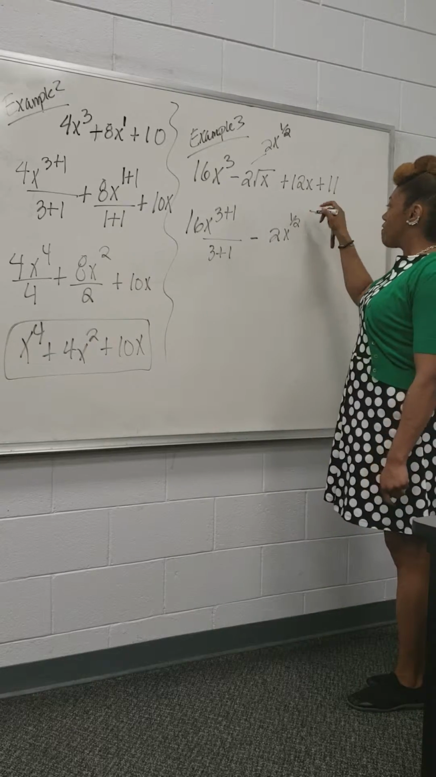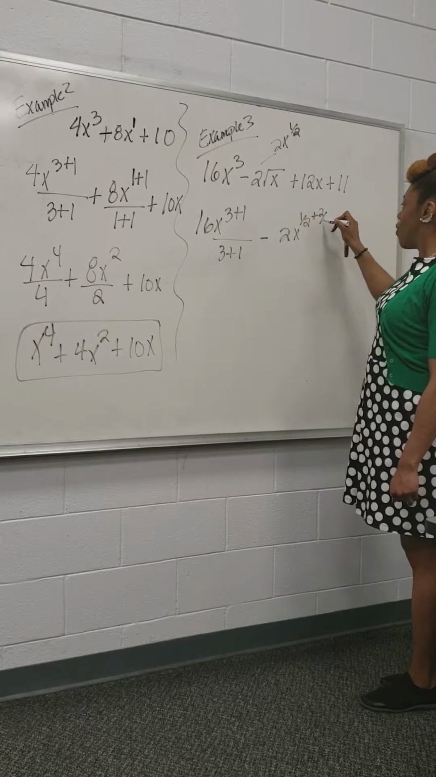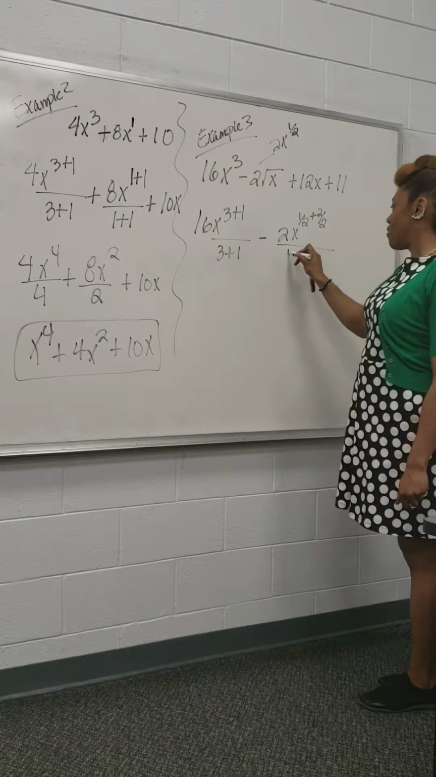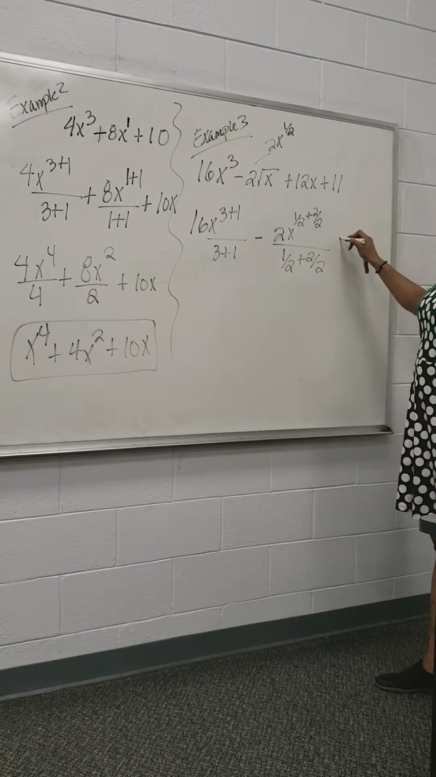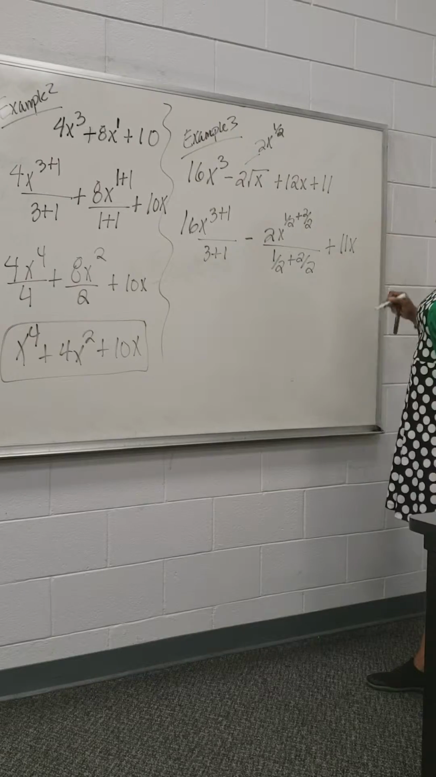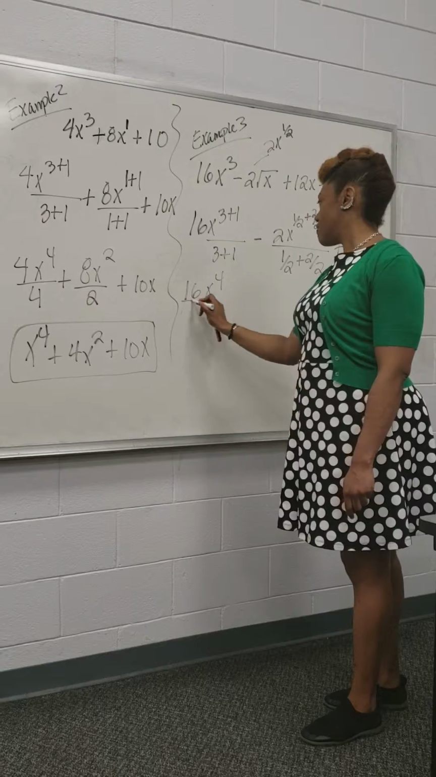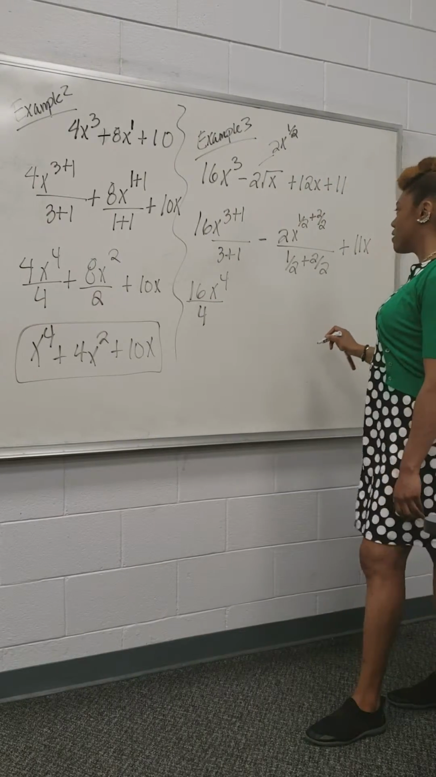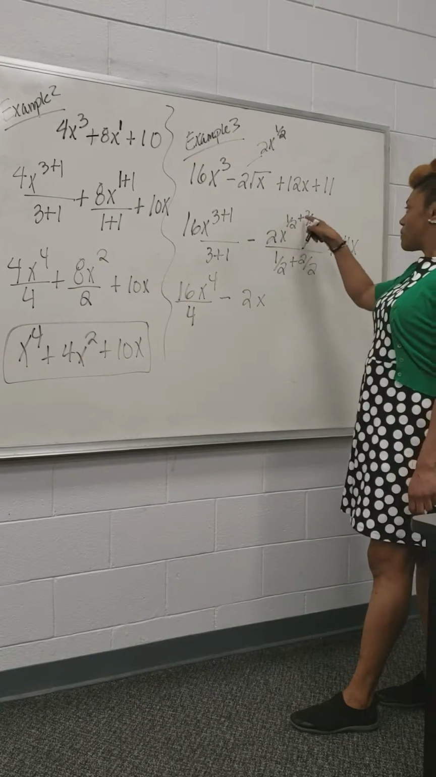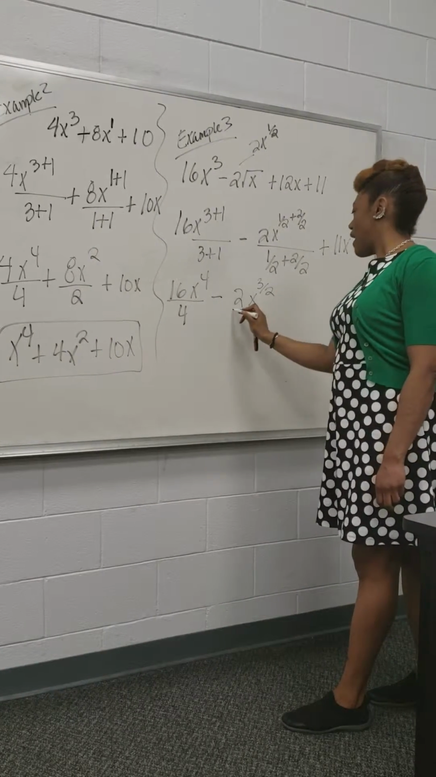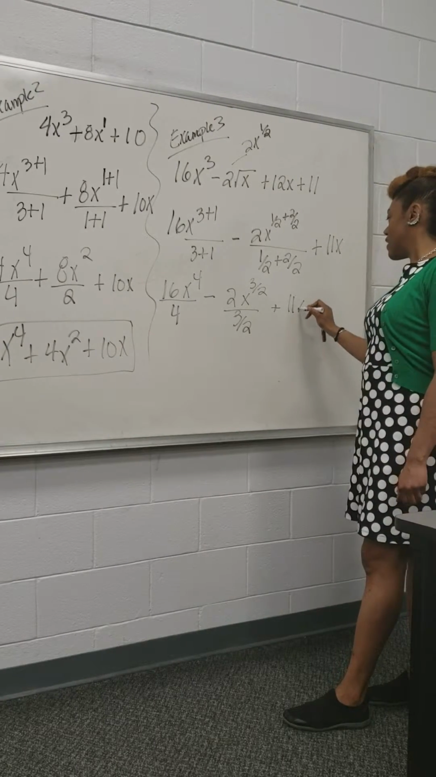So then if I'm supposed to add this by 1, the real fraction of that would be 2 over 2, so 1/2 plus 2 over 2. Since I have my constant here, that would just simply be 11x. So 16x to the 4th divided by 3 plus 1, which is 4, minus 2x to the, well, what does that give me? 1 plus 2 is 3, so that'll be 3 halves, and 3 halves is on the bottom here, plus 11x.